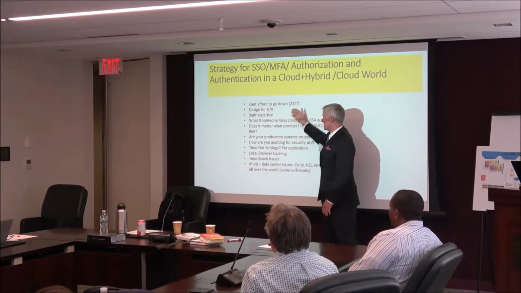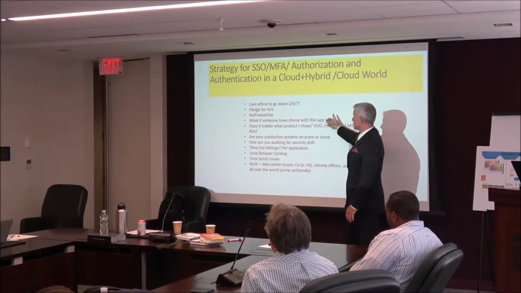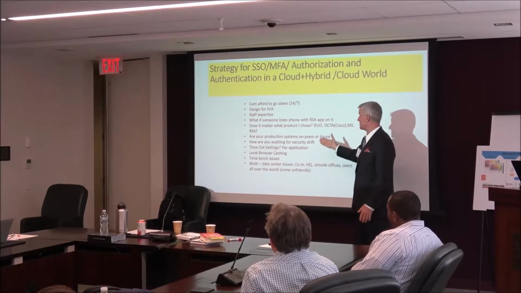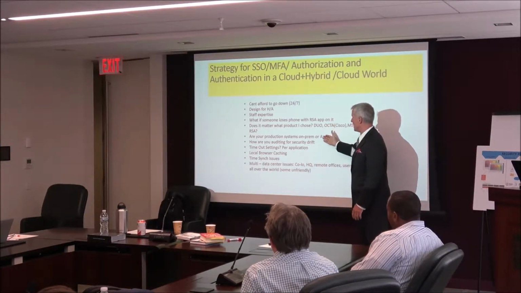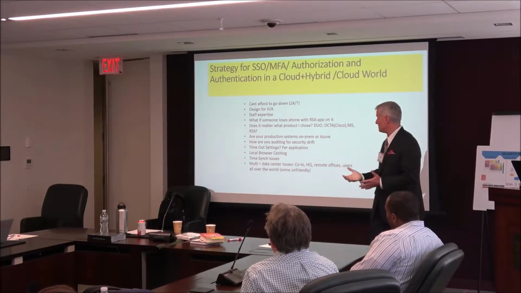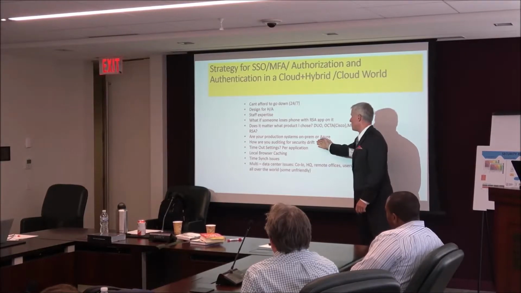There were staff expertise issues. He was concerned that the CEO or someone would lose their phone. What do we do then? How do we get them access into the system? I already mentioned that. Are the production systems going to be on-prem or off-prem? That was a concern. Security drift.